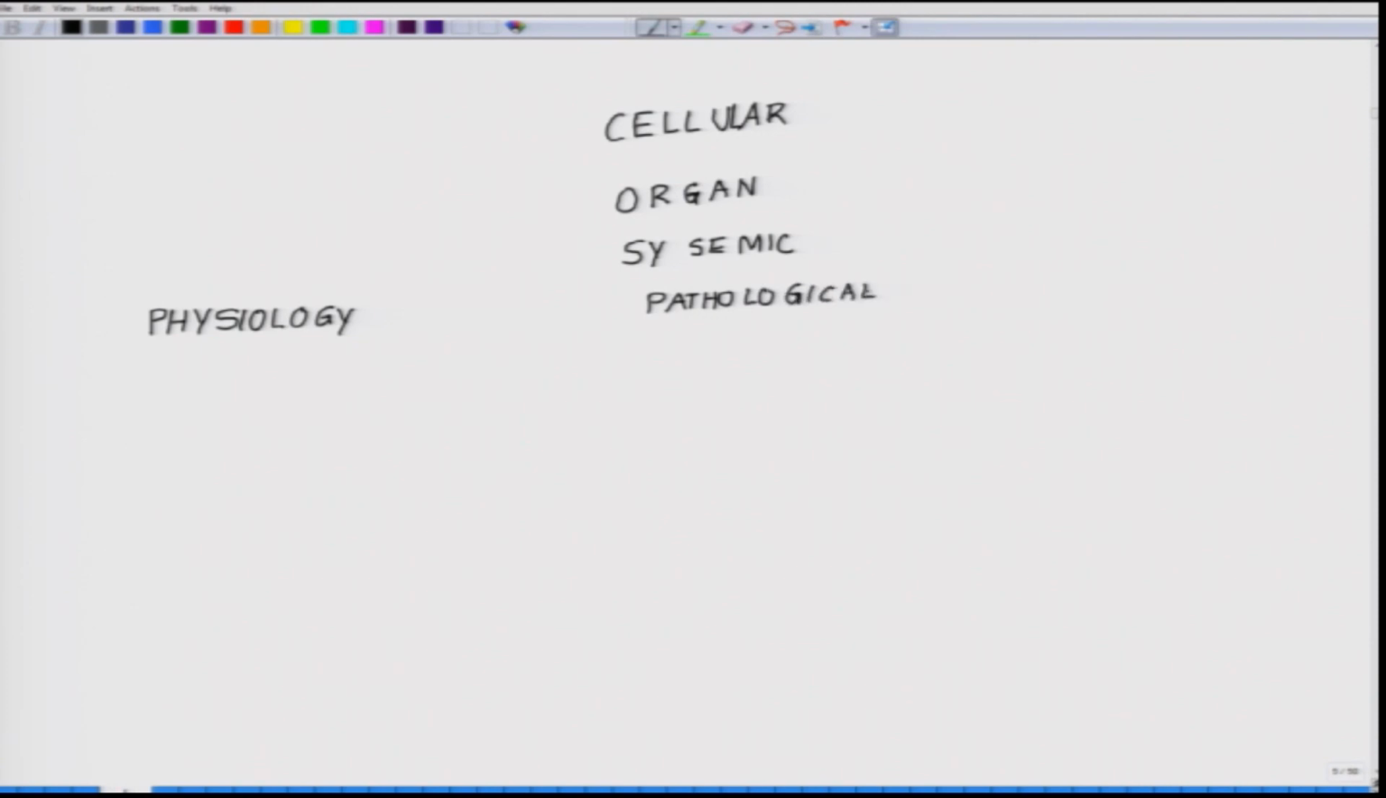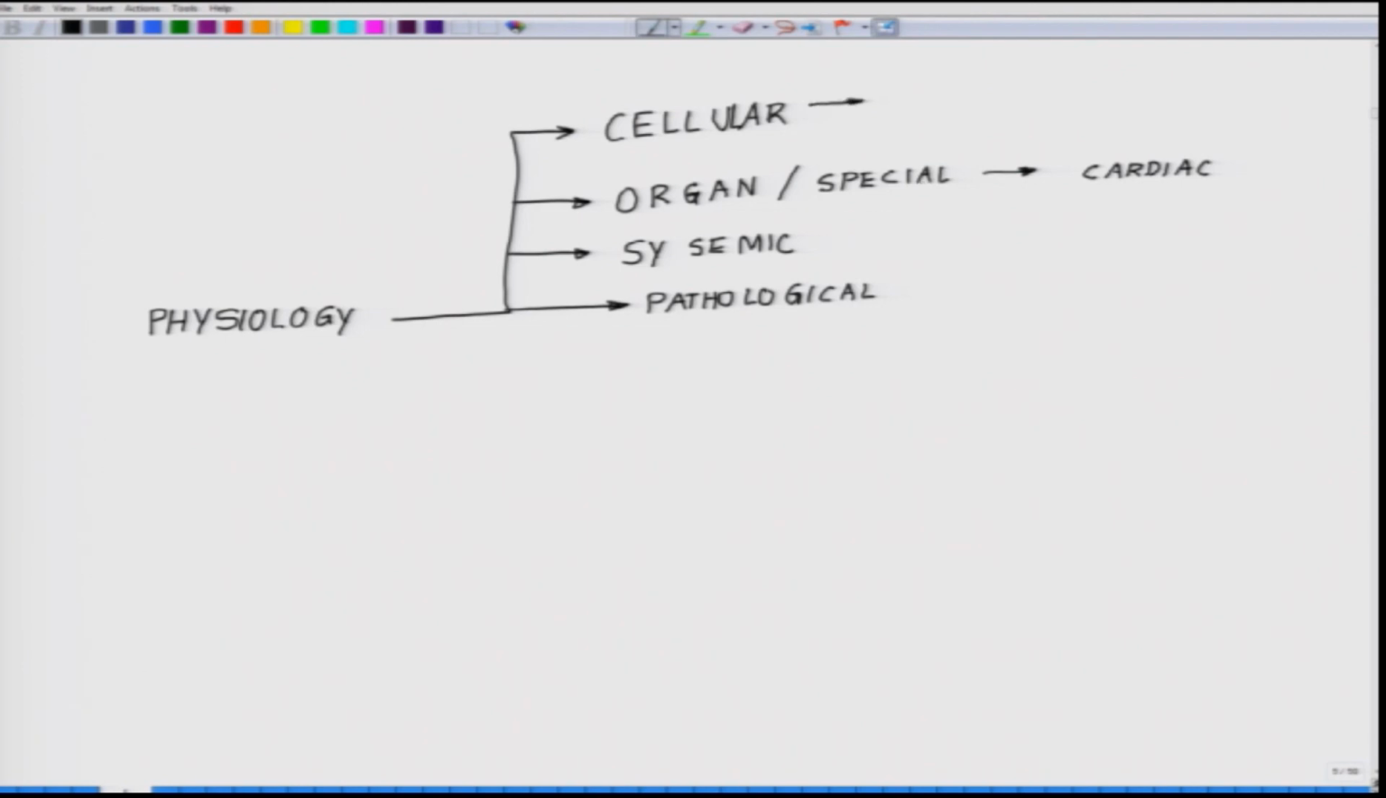So these are different levels where you can study it: at the cellular level, systemic level, or at the pathological frontier. And when you talk about the organ level, sometimes they use a word called special physiology, where you talk about, say for example, I want to study the cardiac physiology. Okay. So I'm exclusively studying this.